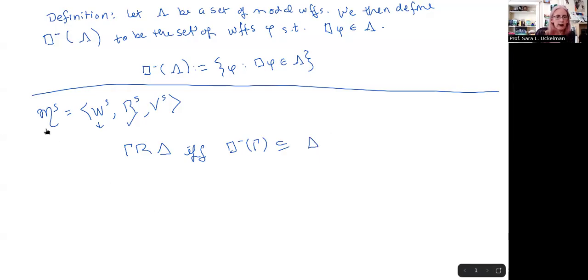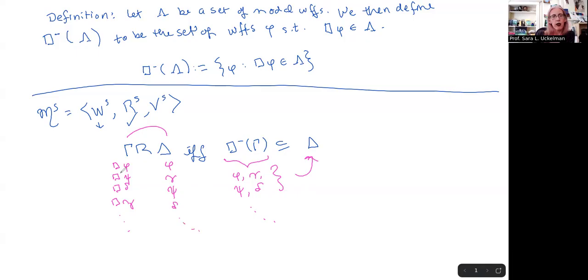The way to think about this is, gamma is going to have, say, box phi, box psi, box delta, box gamma, and so on and so forth. So this means that the box minus of it is going to have things like phi and psi and gamma and delta and so forth. If all of these are also members of delta, then we will say that these two sets are related to each other. So we'll have phi, and we'll have gamma, and we'll have psi, and we'll have delta, and so on.